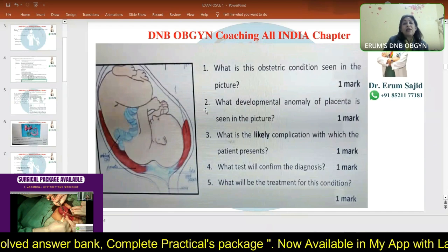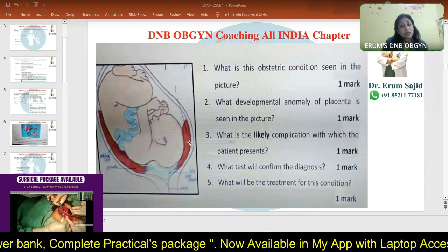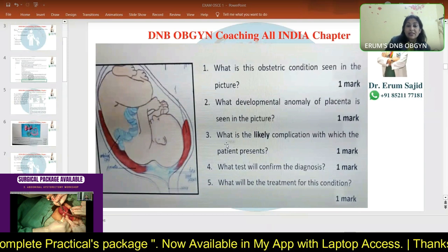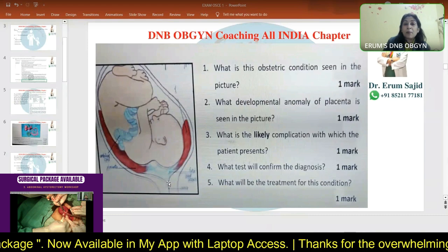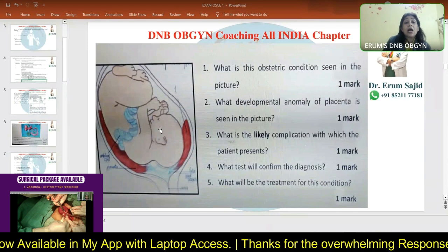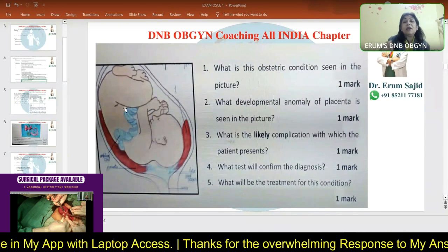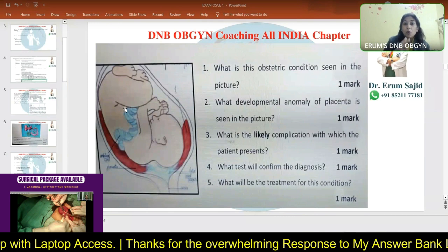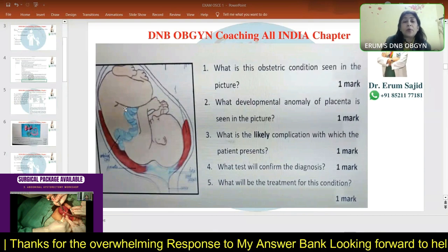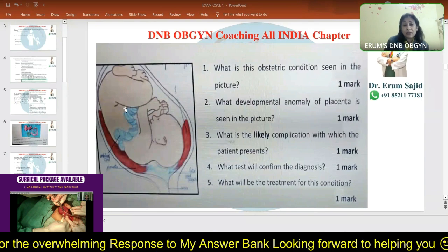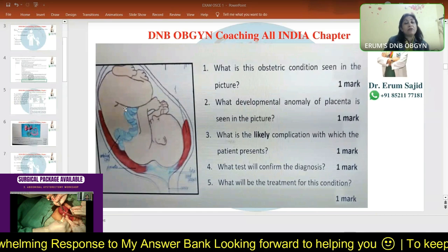So this is a developmental anomaly of the placenta. You can see it's called a succenturiate lobe, which you all have rightly said. What is a likely complication with which the patient might present? The patient is going to come up with fresh bleeding, along with maybe a fetal heart derangement. Remember that. The moment the patient is bleeding and the fetal heart is also dipping down, be very, very super alert. This could be vasa previa, an undiagnosed vasa previa, which is not very good.